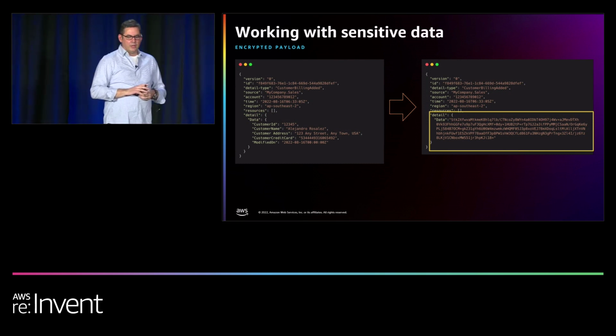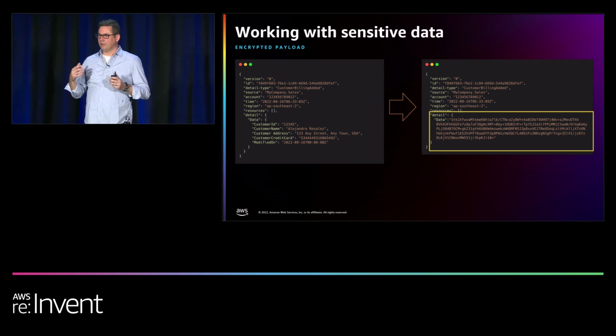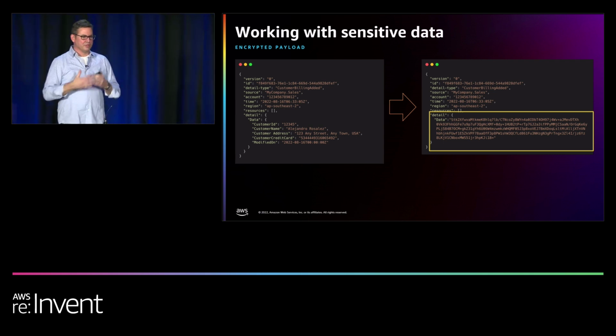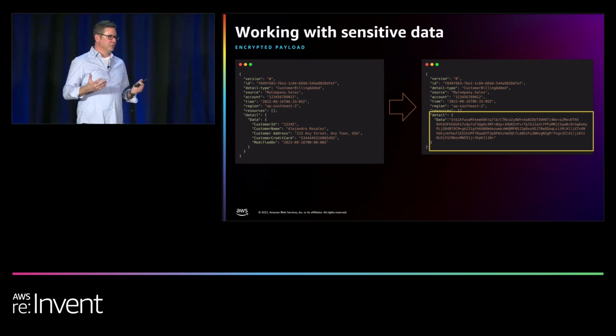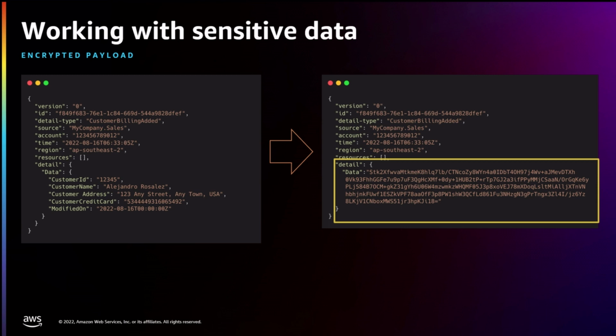All right? Now, you don't want to encrypt everything. Right? If you encrypt the entire payload or the detail of the information that you want to send, then you're potentially stopping subscribers from routing on fields that are in those events.